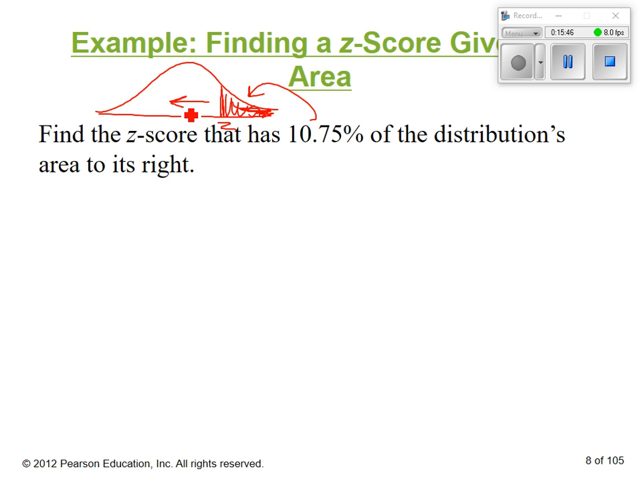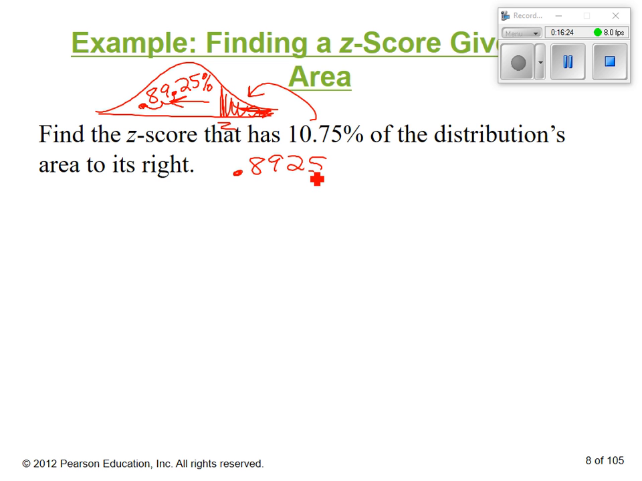You subtract that from 100%. So it actually ends up being 89.25. Is that gonna be on this chart anywhere? No. What do we need to change that percentage into? We need to change it into a decimal form. So now we're at 0.8925. Now you find that in the chart.